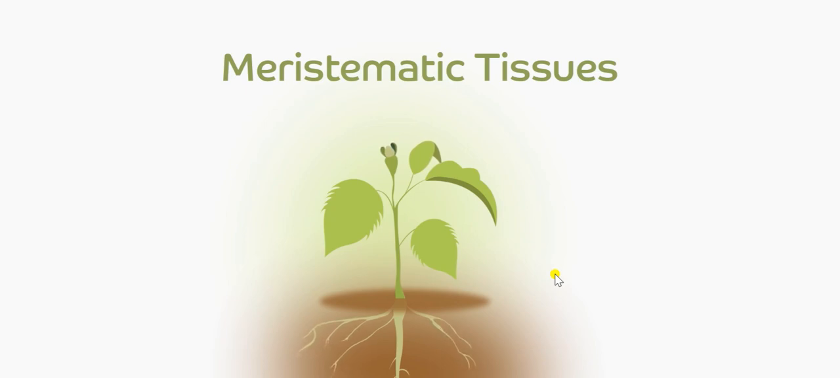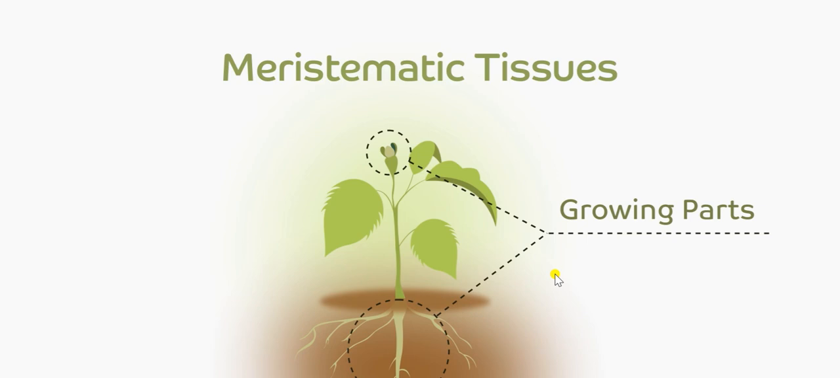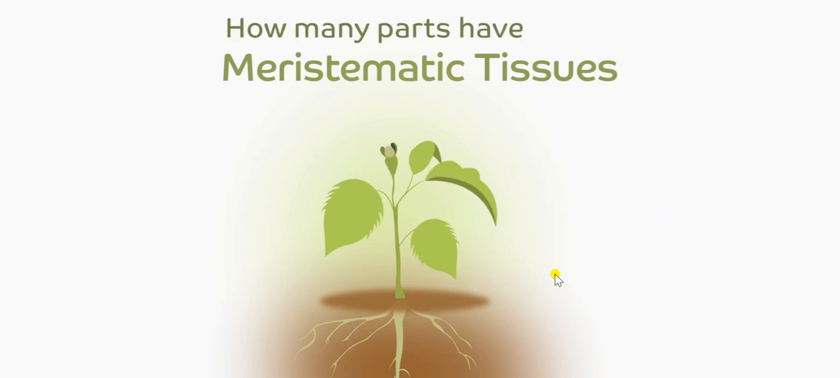Exactly, they are at all the places where the plant's parts show growth. And as we just studied, all the parts of the plant do not show growth. Growth is restricted to only certain parts of the plants. What's interesting is that meristematic tissue is named differently based on the parts where it is found. And do you know how many such parts of plants have meristematic tissues?